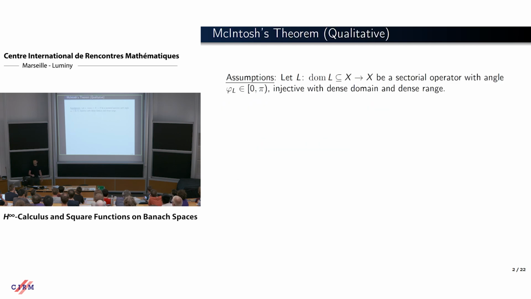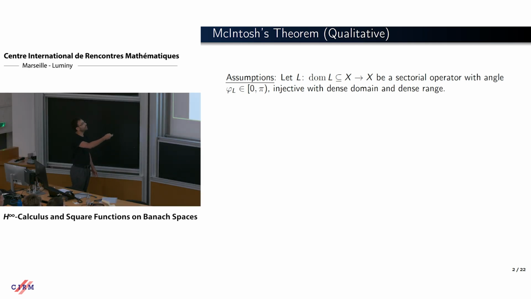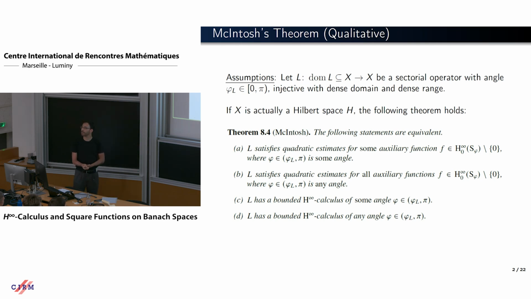So, in the beginning, let's make some standing assumptions. So we steadily assume that L is always an operator going from its domain to a Banach space X, which is assumed to be sectorial with angle phi L, just like in the lectures. It is assumed to be injective, and it has dense domain and dense range. And assuming that this X is not just a Banach space, but already a Hilbert space, we get exactly the theorem that you should all be familiar with right now. So this is McIntosh's theorem, taken straight from the lecture notes. There, theorem 8.4, relating basically the notion of quadratic estimates and bounded H-infinity calculus.